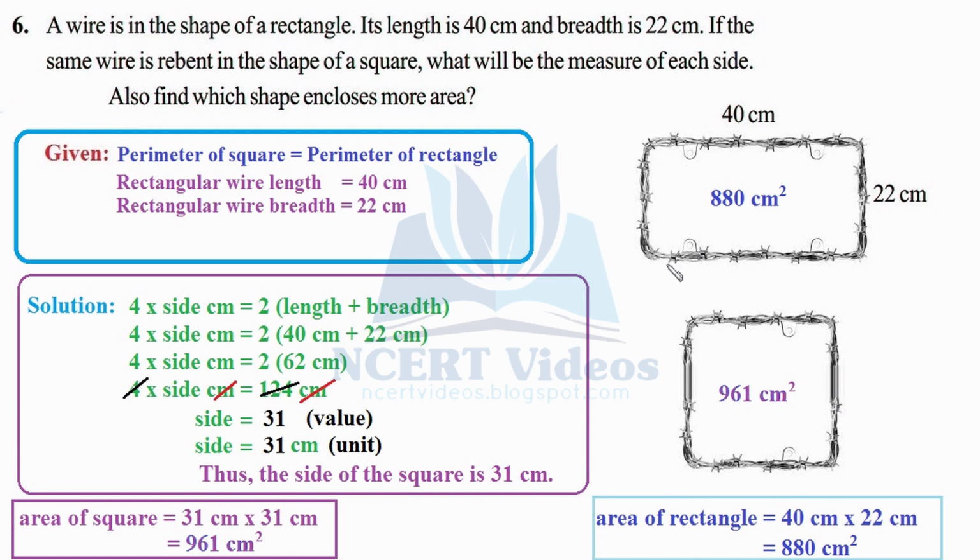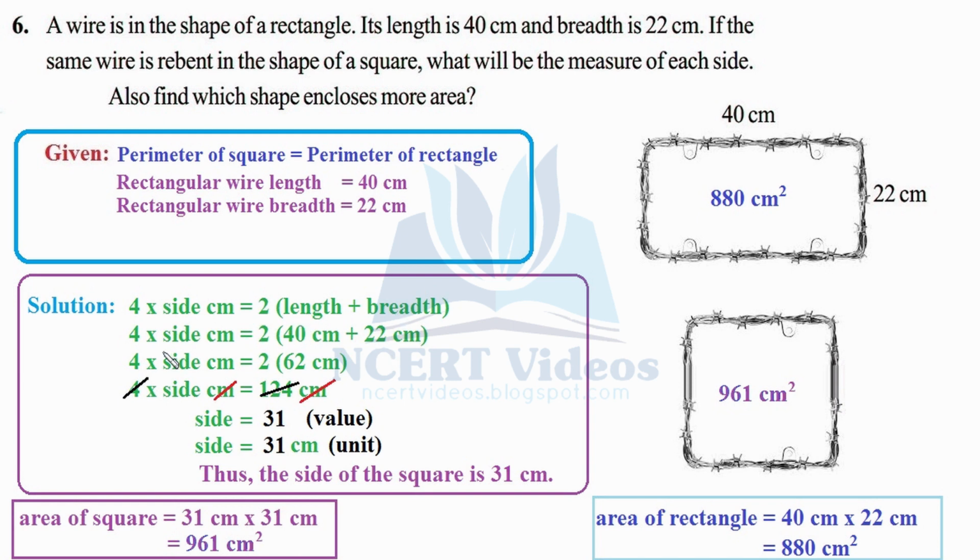Or this is the compressed version of that formula. You could have also written it in an elaborated way. So 4 into side centimeter. We have also included the units while solving. You may not include them, it's all up to you. That is equal to 2, length is 40 centimeter, breadth is 22 centimeter, just plugging in the values.